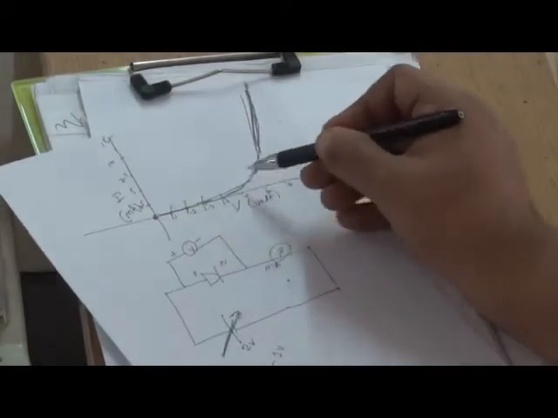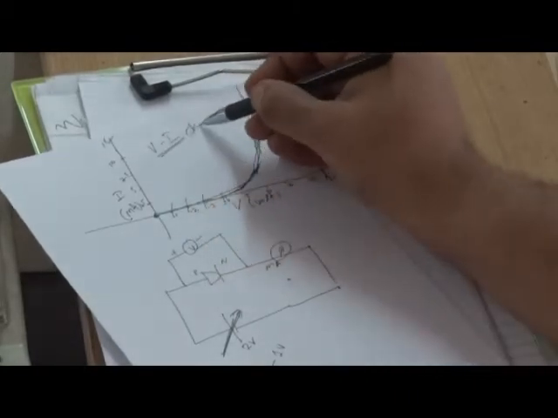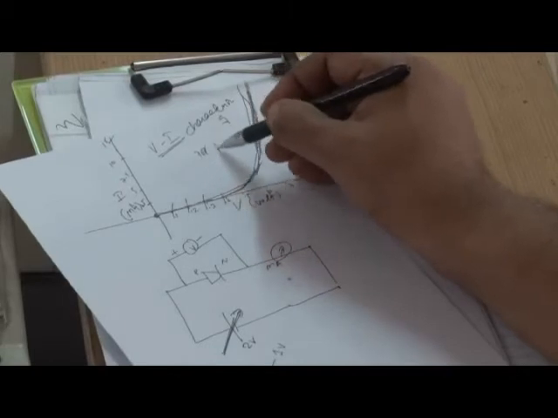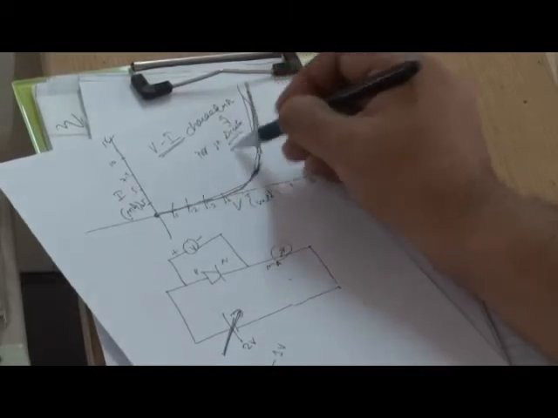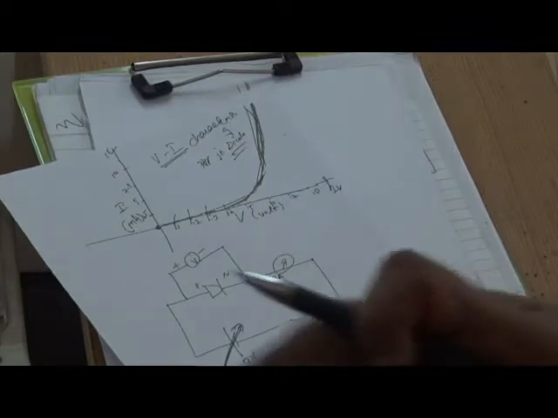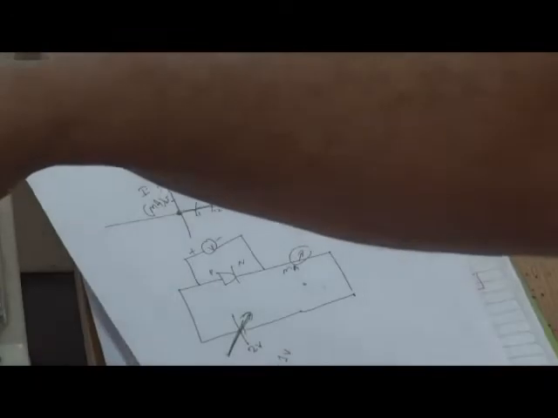This unique graph explains the voltage current characteristics of a PN junction diode. I hope you are following. So we are expecting such a graph from this experiment.